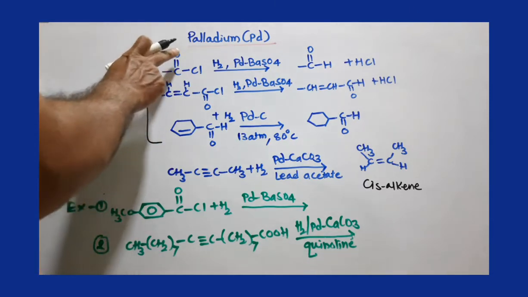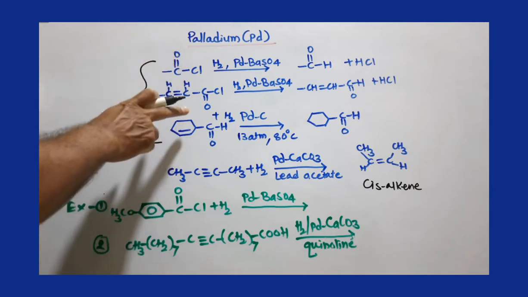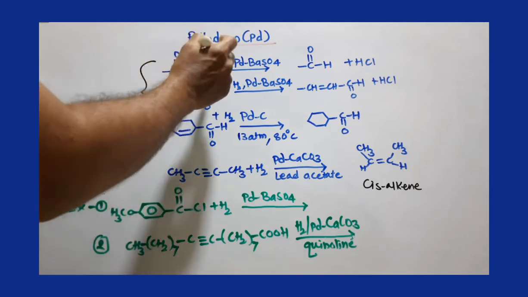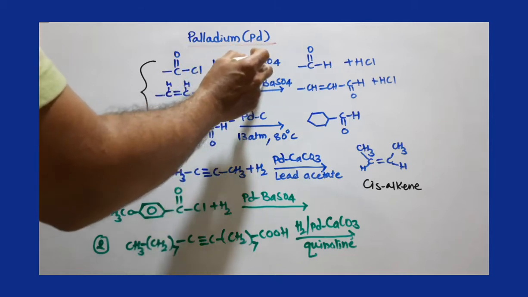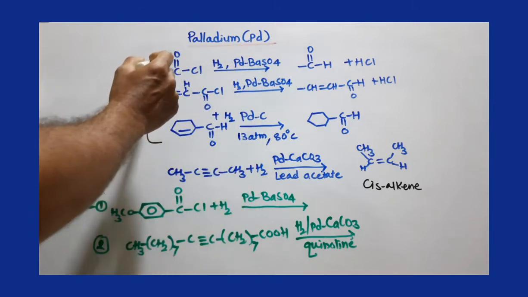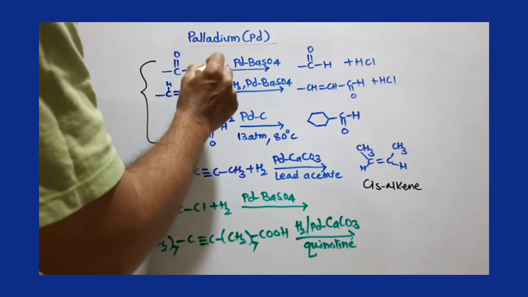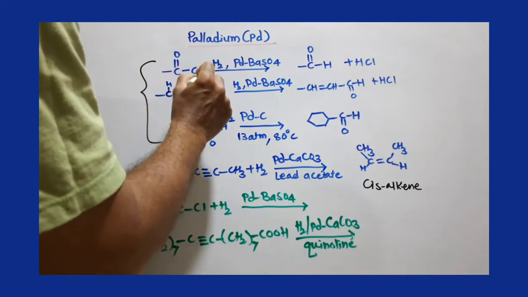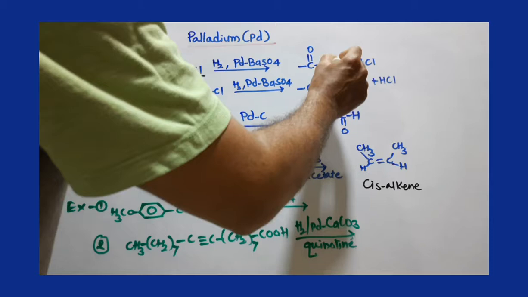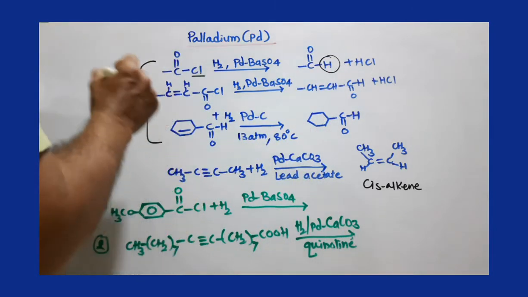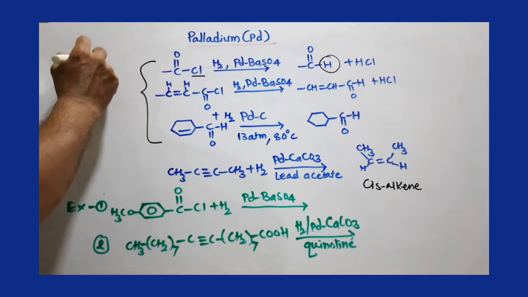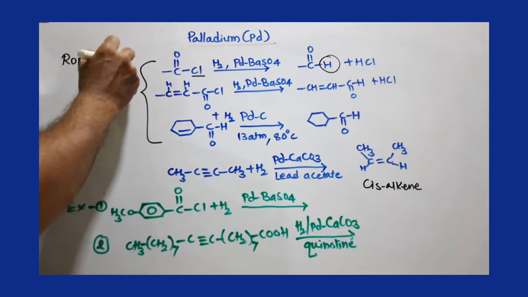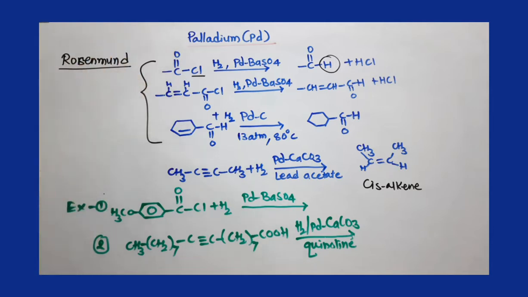Here I am using acid chloride. So when acid chloride is treated with H2 in presence of palladium supported over BaSO4, what happens? It only replaces Cl with H. You can see here H is coming, and this reaction is called Rosenmund synthesis. So what happened here in Rosenmund synthesis?